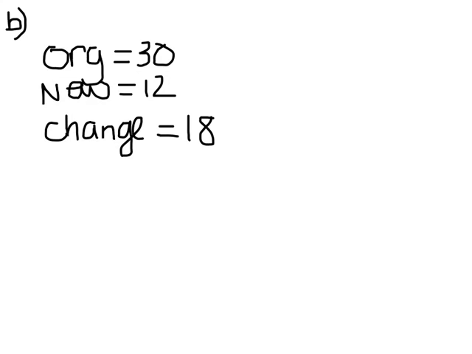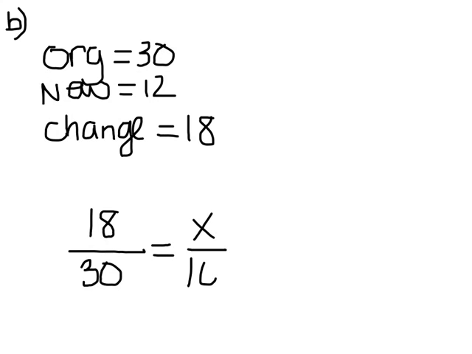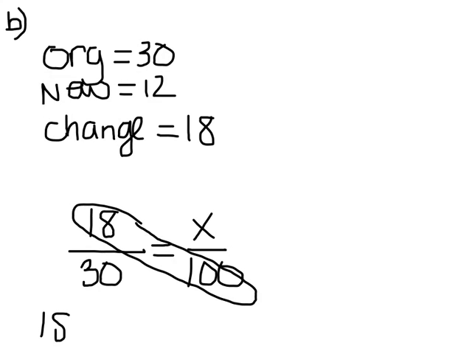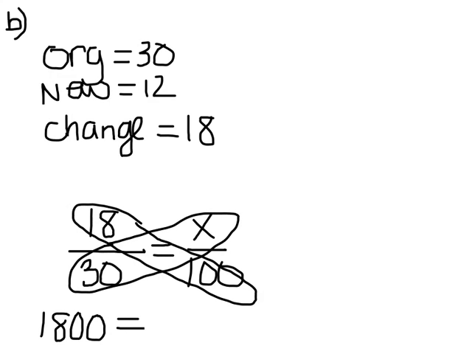Now we can fill in our proportion. Change over original. So we've changed 18. Our original is 30, and that's going to equal x out of 100. So if we cross multiply, 18 times 100 is 1800, and that equals 30 times x.